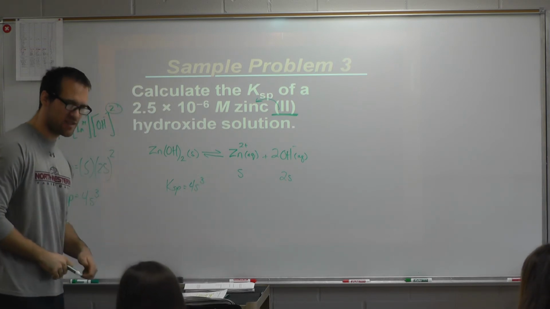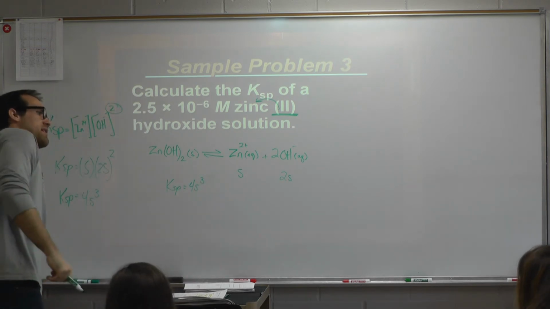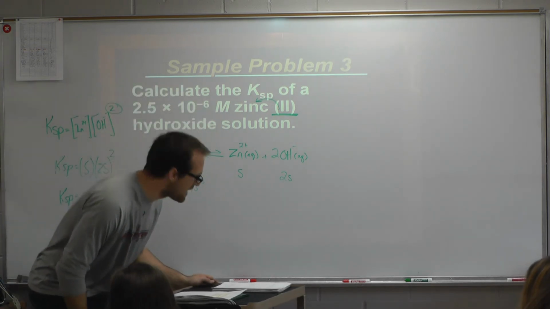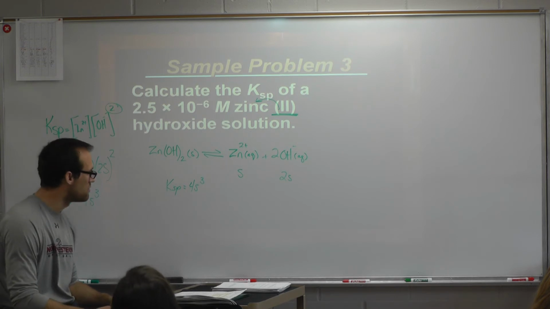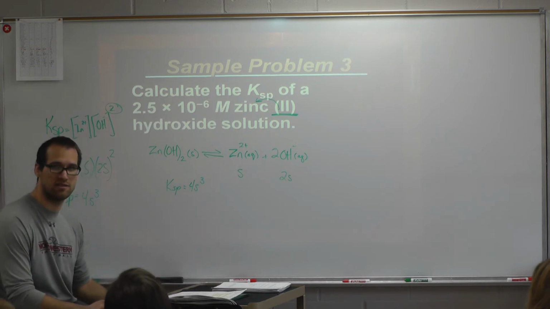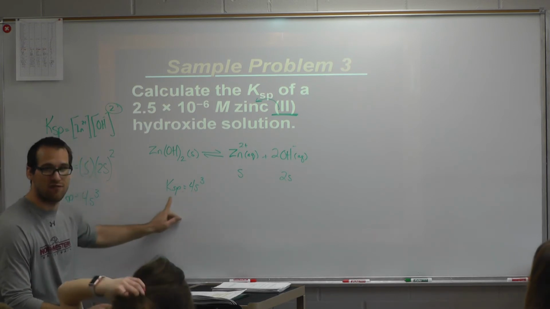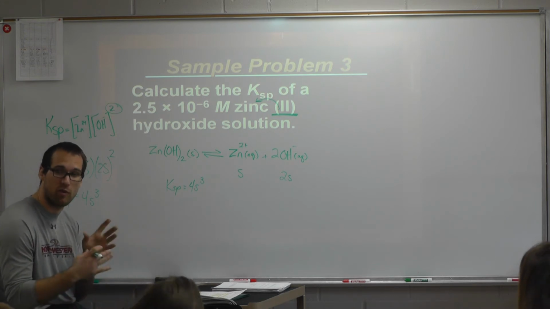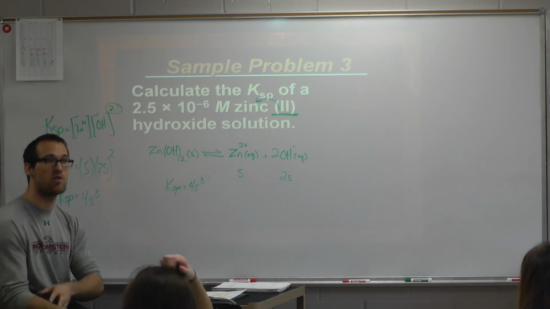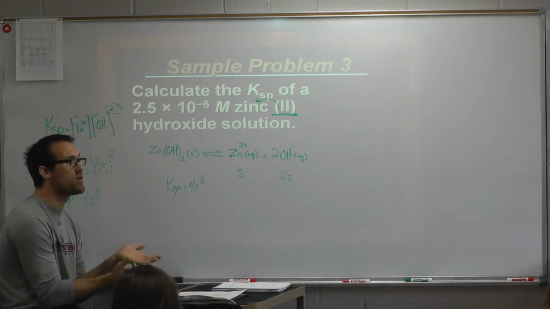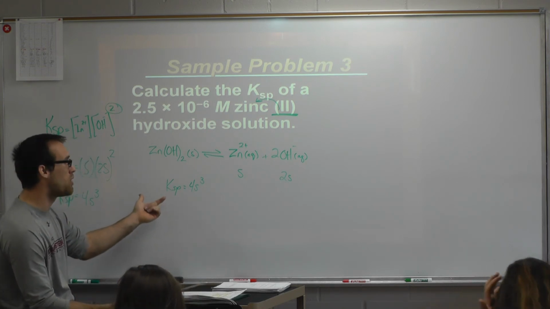Now, do they give us S or do they give us Ksp? They gave us Ksp. Now, could they have given us S? They could have told us what the solubility is, and we can plug it into S and find the Ksp. That's that one slide that said if you have Ksp, you can find solubility, and if you have solubility, you can find Ksp. Depends on what they give you, but the process is the same for both, correct?